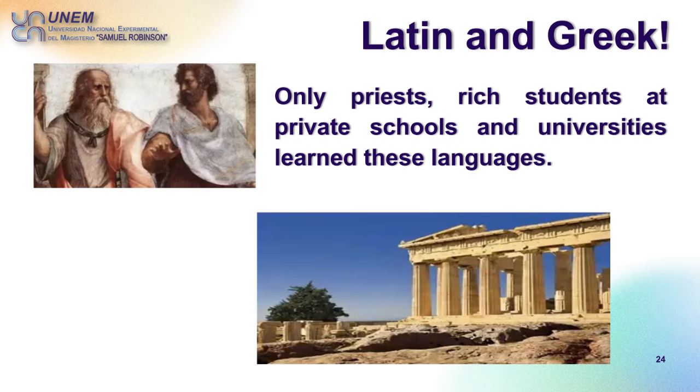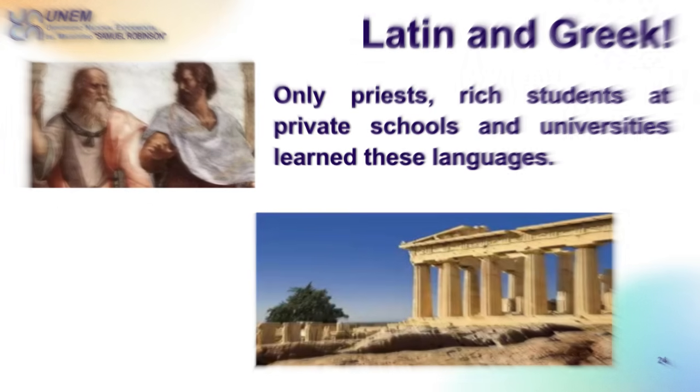Not everyone, of course. Only priests and rich students at private schools and universities learned these languages. Most children of poor families never went to school, or they only went for a few years and learned to read and to write. In fact, it was normal for children of farmers and workers to leave school at the age of 11 and work on the family farm or become an apprentice to learn a job.